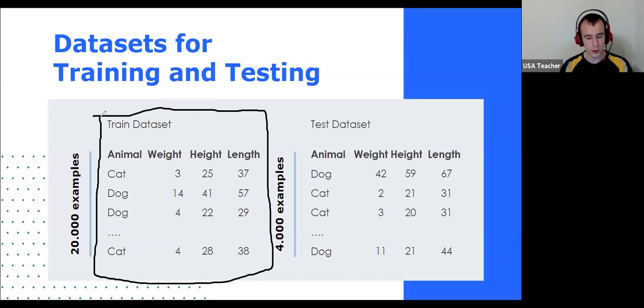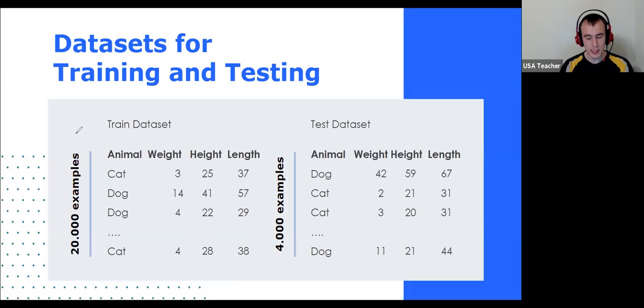So this is called the training data set. This is the data set where we would give the neural network examples of some animals' weight, height, and length, and we would then tell the neural network what animal that corresponds to. So the neural network might look at these parameters first, and it might say that this corresponds to a dog. But then it's going to see that it corresponded to a cat. And that's when it's going to say, darn, I was wrong. So it wasn't a dog, it was a cat.